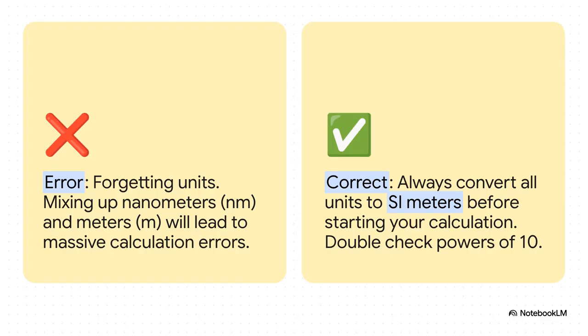Okay, there are two huge traps here. First, units. Wavelength is almost always in nanometers, but distances are in meters. You have to convert everything to SI units before you calculate. It's such an easy way to lose marks.